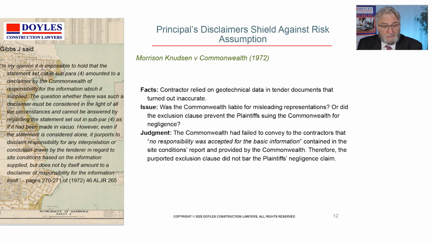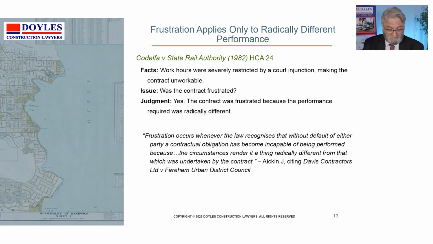Here you've got a little bit of an alleviation of that, where in Sir Maurice Cudson v the Commonwealth, 1972, the contractor relied on the geotechnical data in the tender and it turned out to be inaccurate. Was the Commonwealth liable for the misleading information that was given? There was a judgment there that the Commonwealth had failed to convey that they took no responsibility for the basic information in that material, and therefore the purported Commonwealth exclusion clause didn't bar the plaintiff's claim. So there's room, if you can look at the clause carefully and make sure that it doesn't cover exactly the problem that it's meant to exclude, then you might be able to get some release as a contractor. But it certainly needs care and attention from a contractor to preserve his scope.